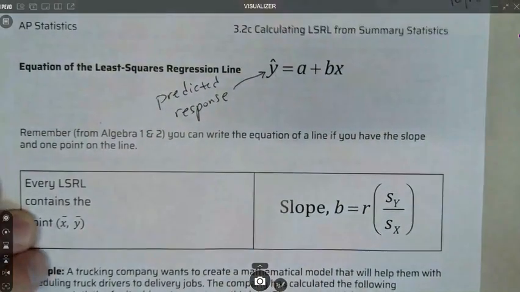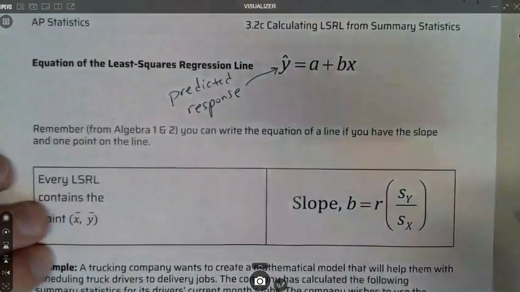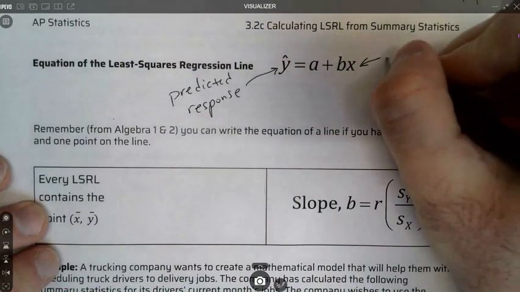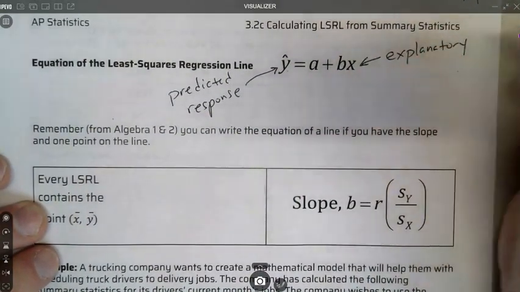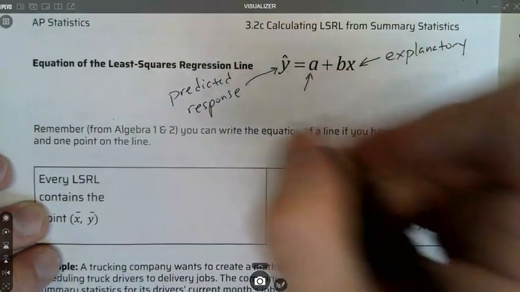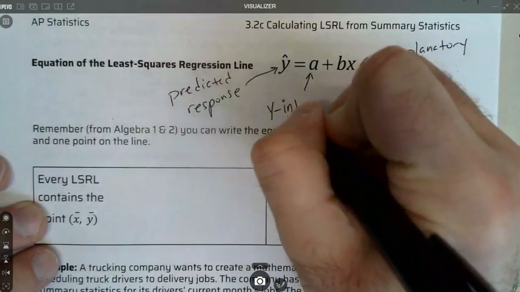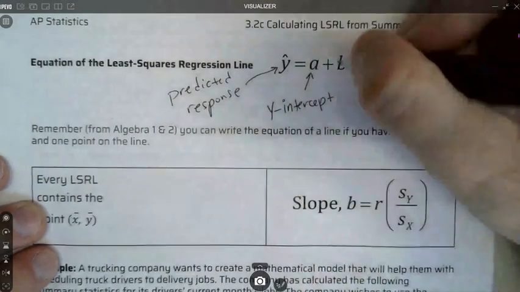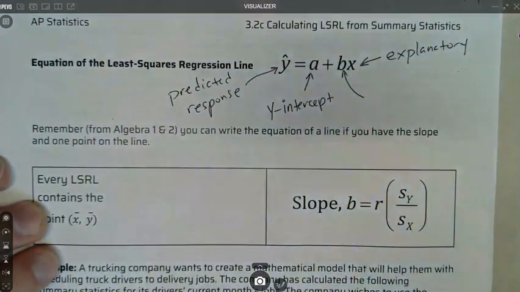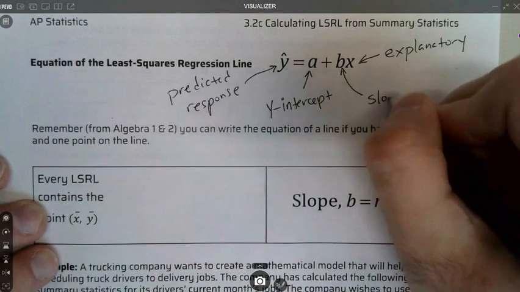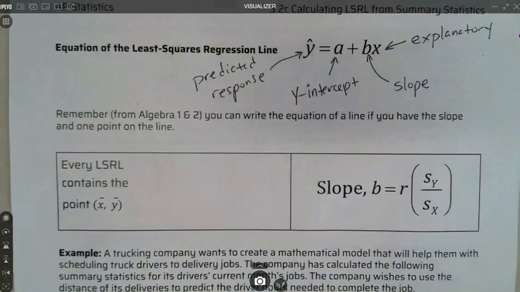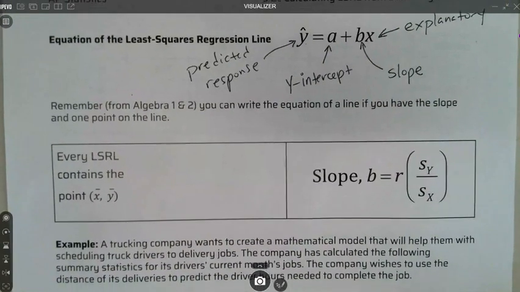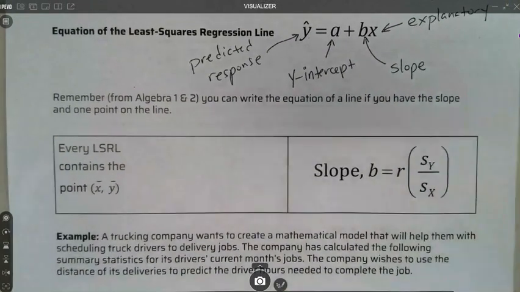So that represents predicted values for our response variable. X represents our explanatory variable. And in this form, a here is representing the y-intercept of our line, and b, the coefficient of x, is representing the slope of our line. So one of the ways that we can calculate this y-intercept and slope is to use the summary statistics for x and the summary statistics for y.